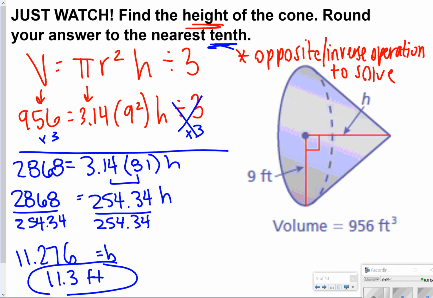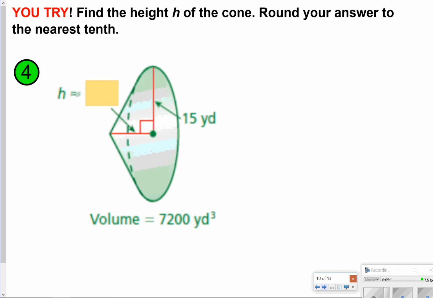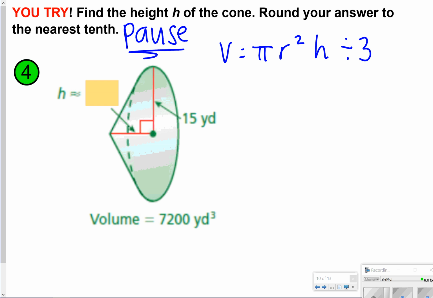Okay, so again, very important that you write down your formula, plug in the things that are given to you, and then get H all by itself. Let's go ahead and pause the video now so you can try this one, and then once you're done, click play to check your work.